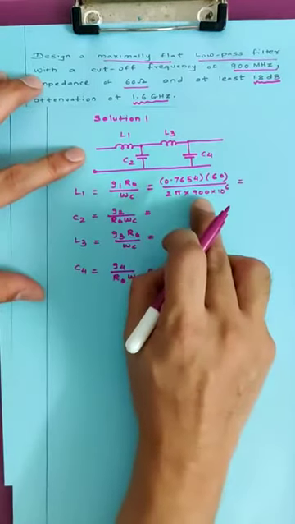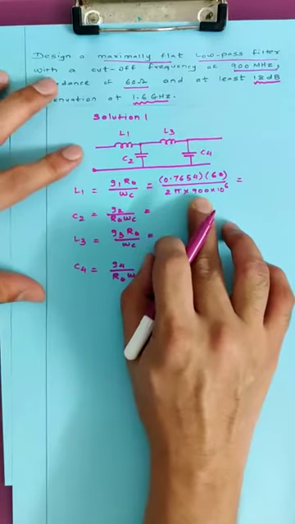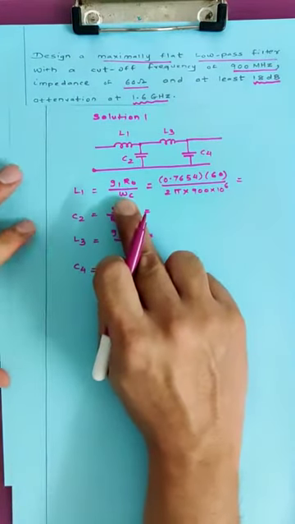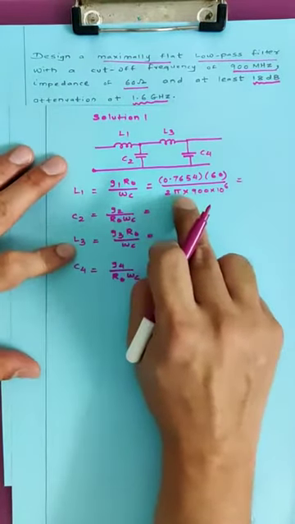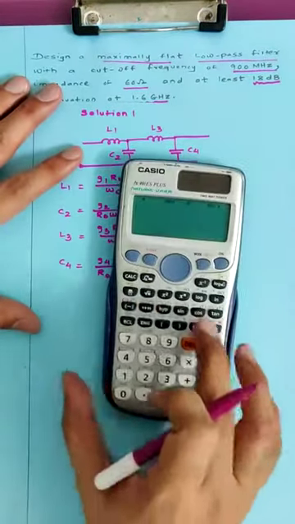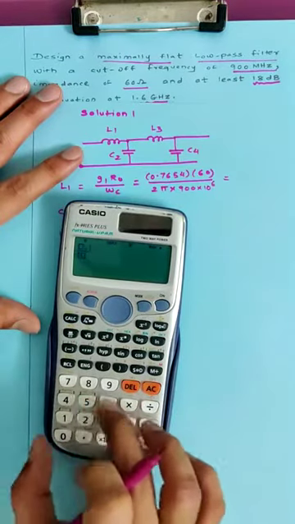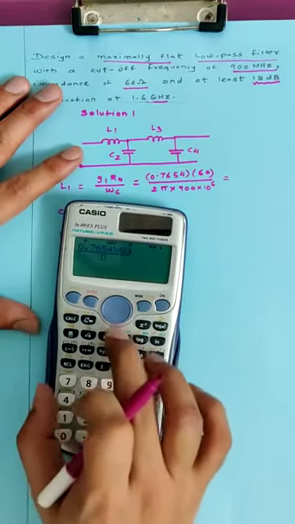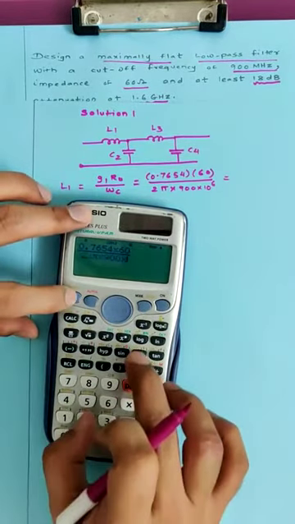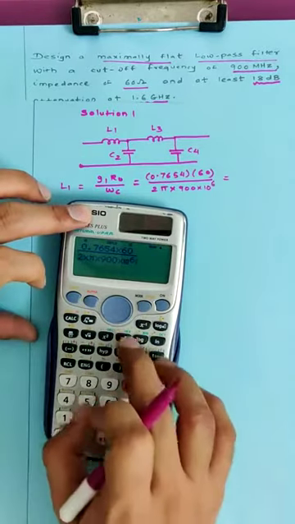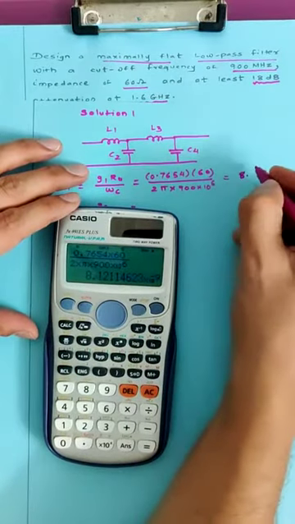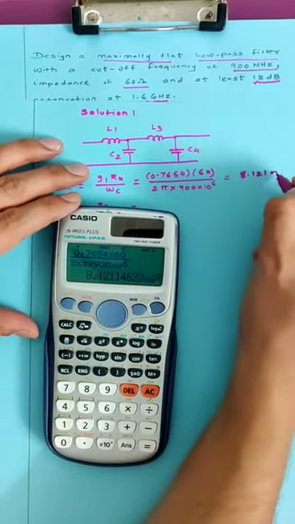Be careful about the substitution. Most of the students make a mistake over here. They substitute just 900 megahertz, but that is Fc. For the frequency scaling you use omega c, so it is 2 into pi into 900 into 10 to the power 6. So we'll show this calculation: 0.7654 into 60 divided by 2 into pi into 900 megahertz 10 to the power 6. So it turns out to be 8.121 nanohenry.